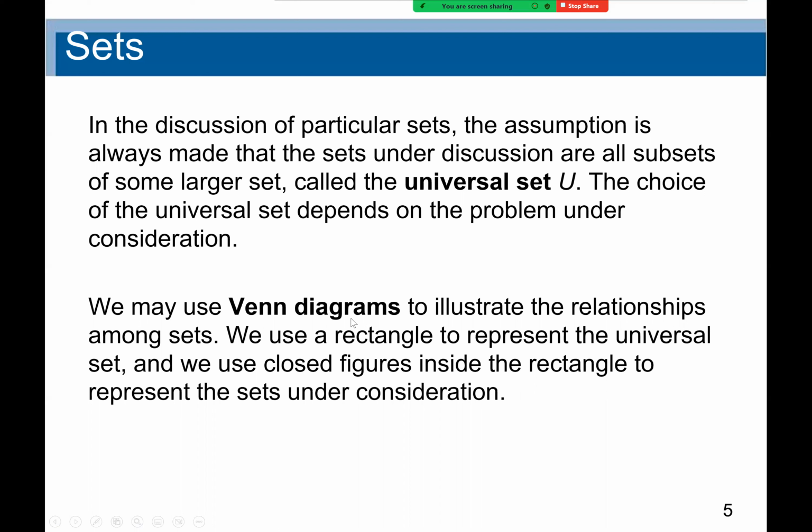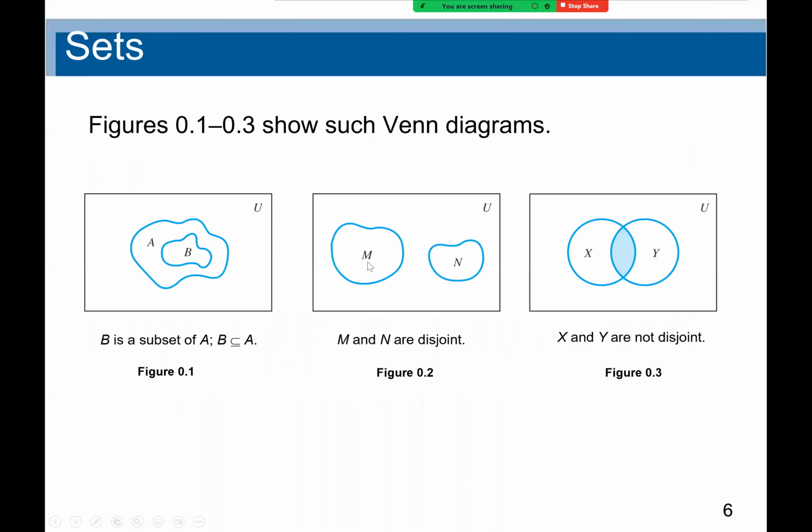And normally we can use the Venn diagram to illustrate the relationship among different sets. So let's see an example here. So we saw previously the subset. So B is a subset of A. So we can see B is inside A, which means all the elements in B are also in A. But there are some elements in A that are not in B. So that's why B is a subset of A.